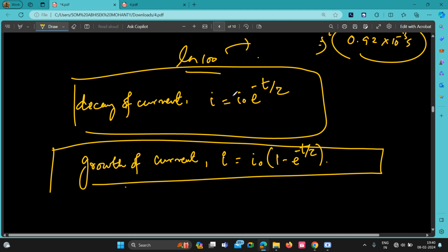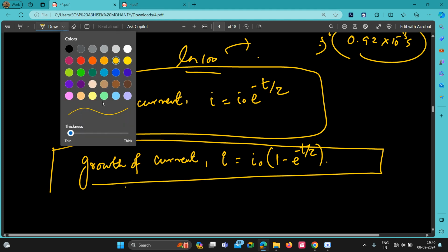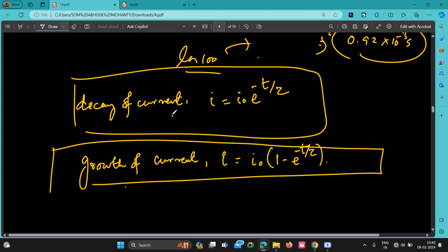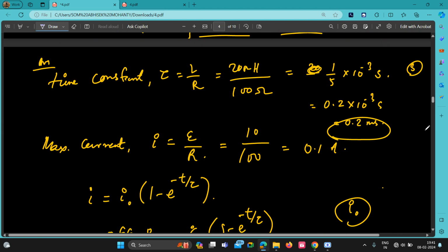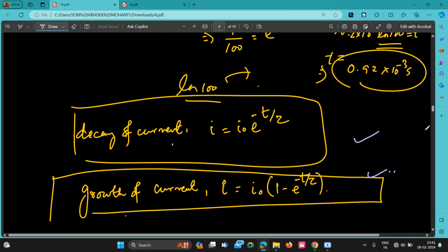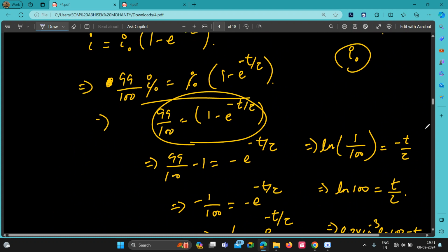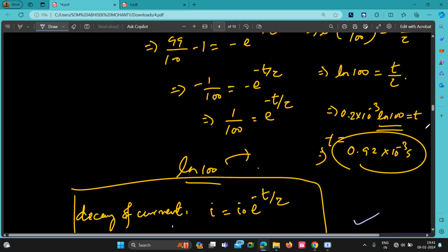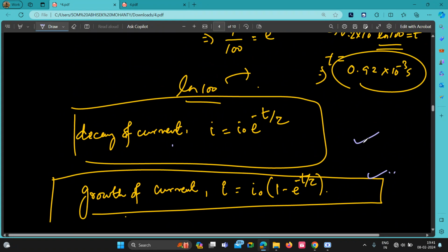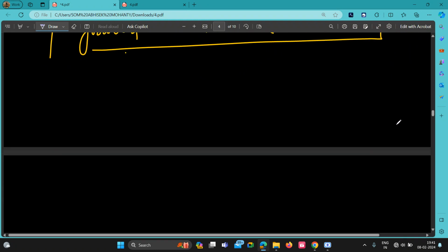Is that all right? Is it okay? See, it's not that hard. It's just that there are a bit of calculations. You just have to be careful about the calculations. Otherwise, it's not hard. You write one question on the decay of current.